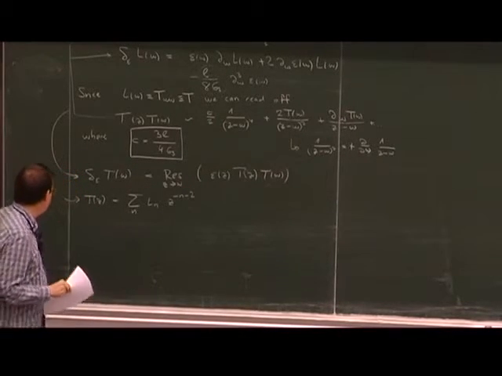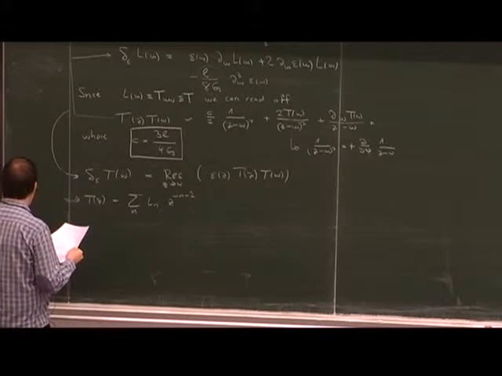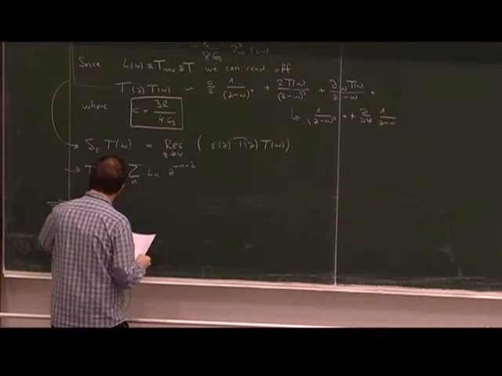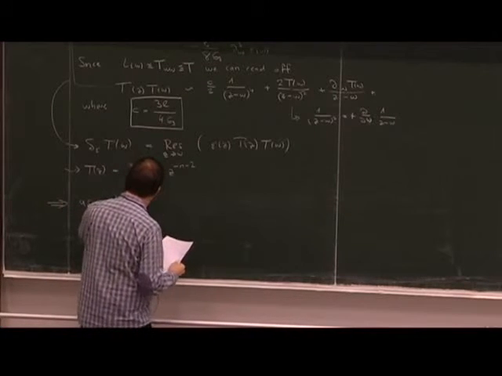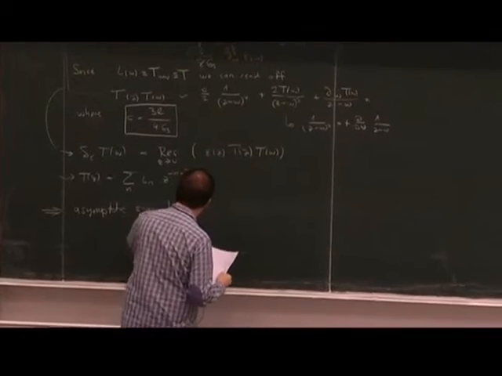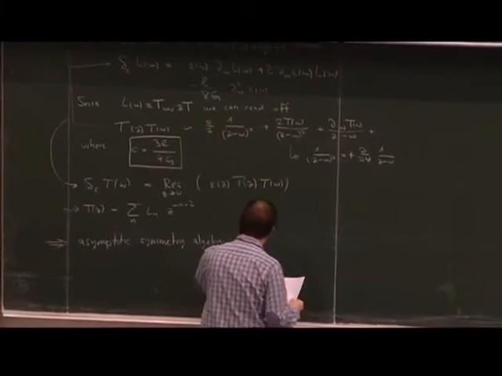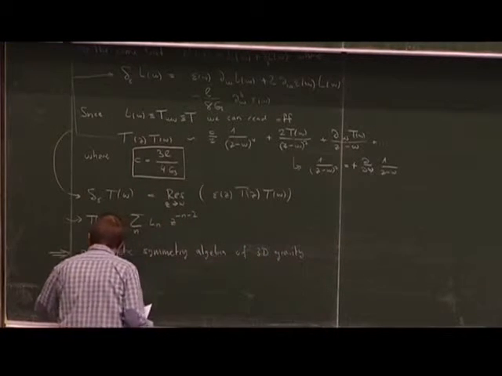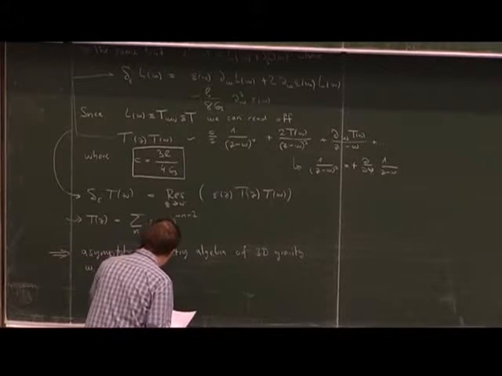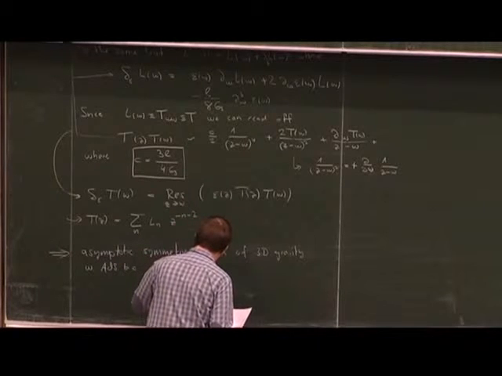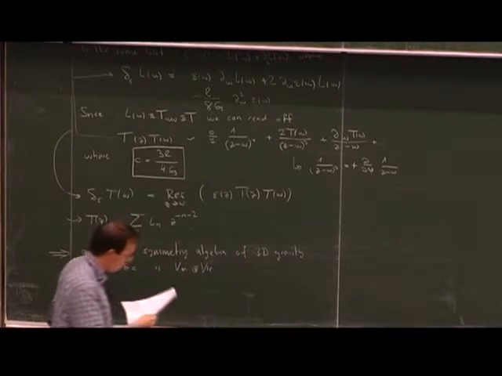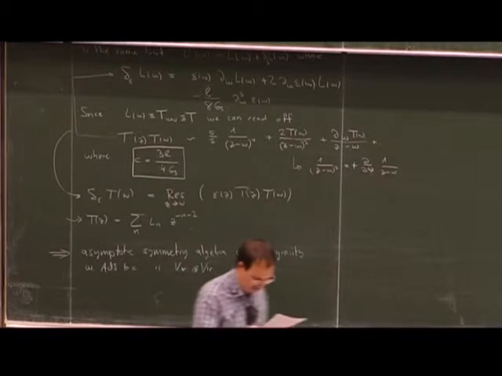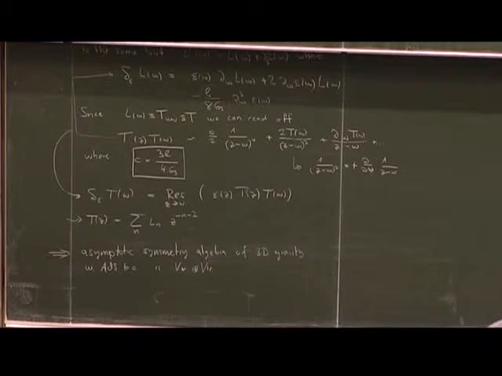So this is basically the upshot of this calculation: the asymptotic symmetry algebra of 3D gravity with AdS boundary conditions is Virasoro plus Virasoro. And this was known long before AdS/CFT, to be honest. This was done by Brown and Henneaux. And this could be viewed as a precursor of AdS/CFT.